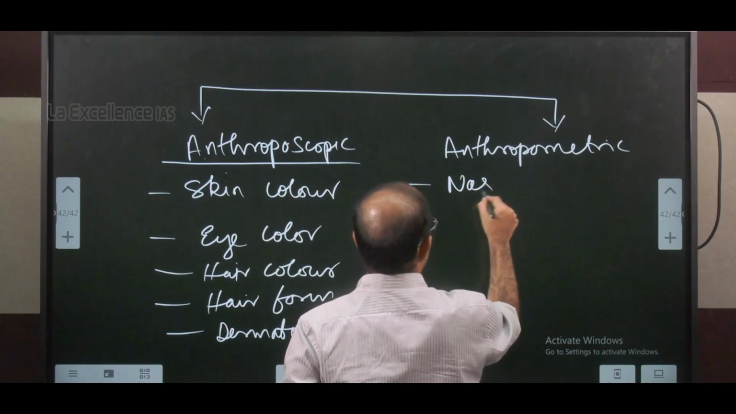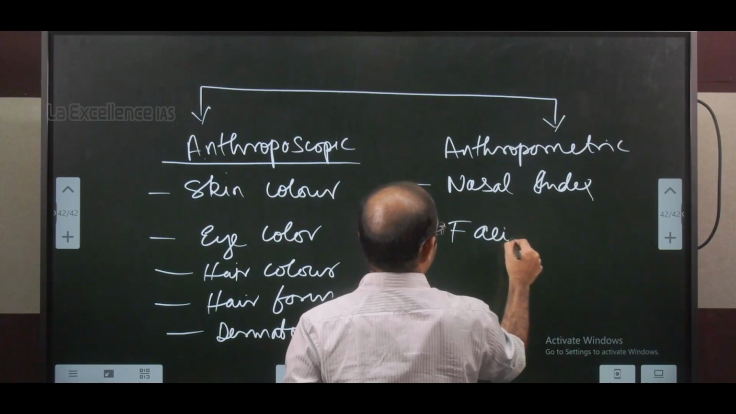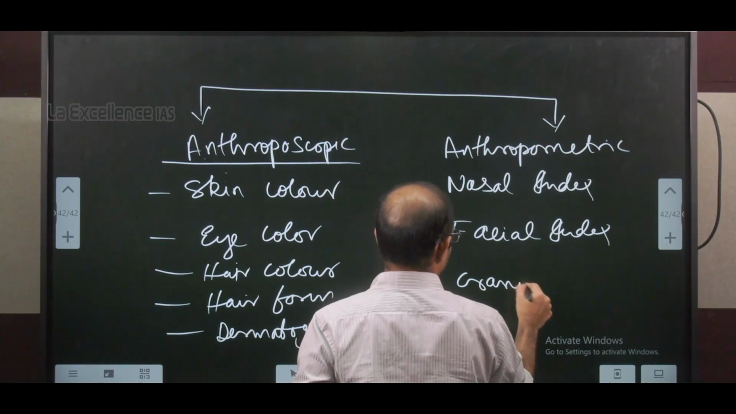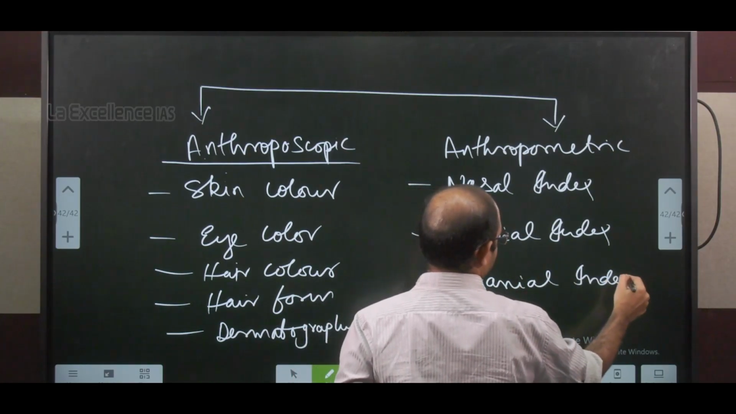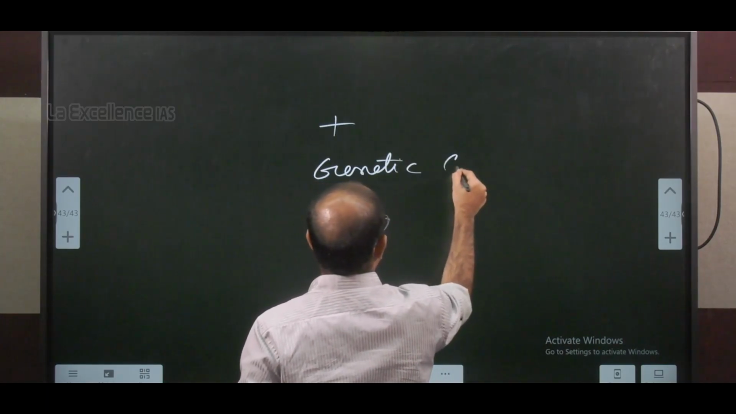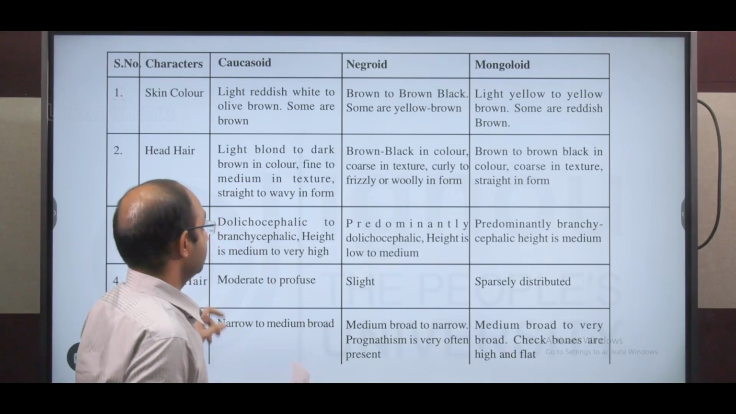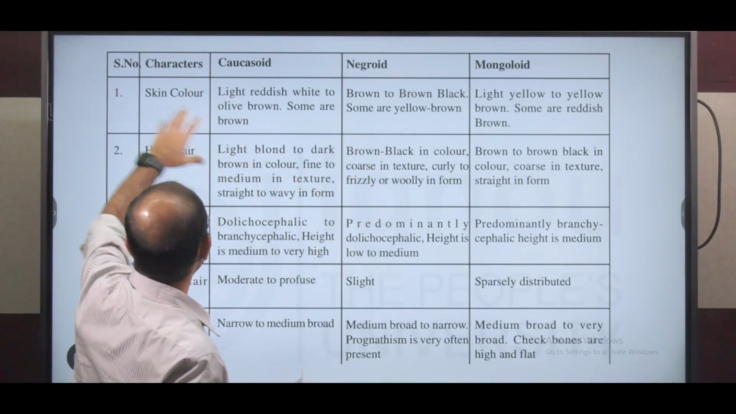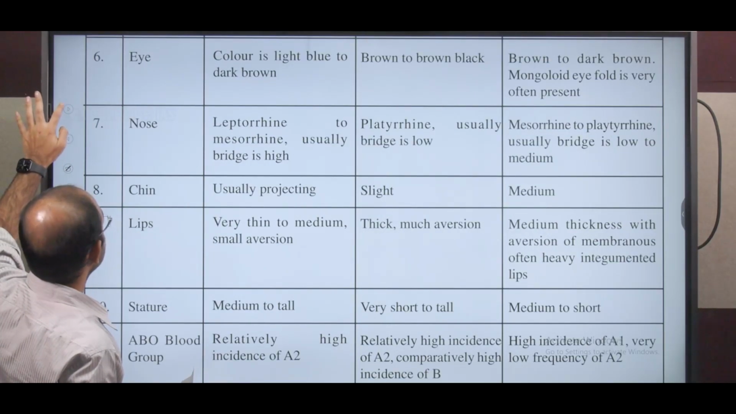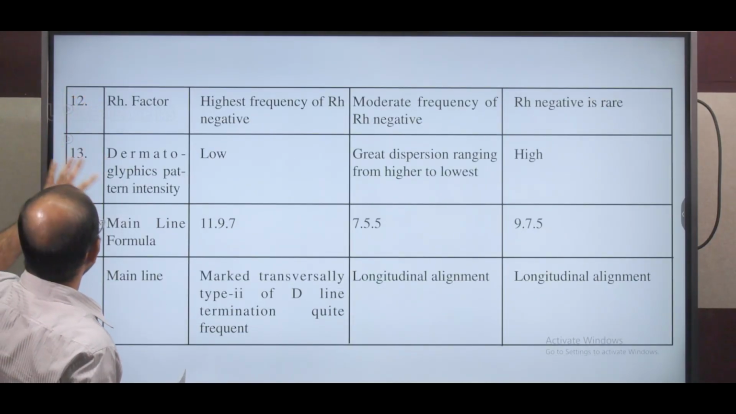Then we have anthropometric. Anthropometric can be things that you measure: nasal index, facial index, cranial index. Along with all of this, you can also have certain genetic criteria. So all of that I have discussed here: Caucasoid, Negroid, Mongoloid, skin color, head hair, head form, body hair quantity, face, eye, nose, chin, lips, stature, ABO blood group, RH factor, and different things.